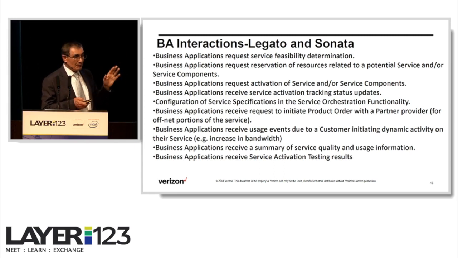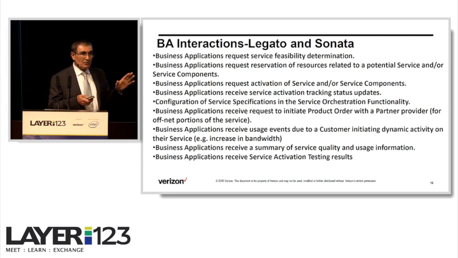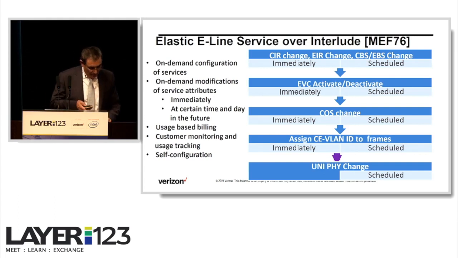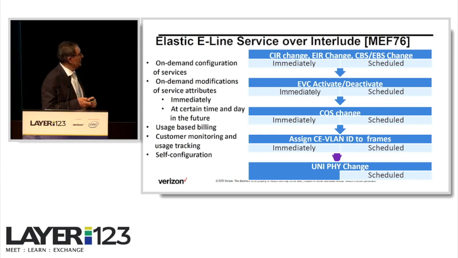Now, I should be very careful over here: some of them are supposed to be at the Sonata level, and some of them are supposed to be at the Legato level. But if you are talking about a single operator, then you only have Legato, you don't really have the Sonata, unless you have two different operators, then you use the Sonata interface as well. So now, what I'm going to show you quickly is one of the works that I have done, the MEF76. That is the on-demand modification of the service attributes. I'm going to go through the inner loop quickly and then go to the Sonata and then tie that hopefully with the information modeling and the APIs.